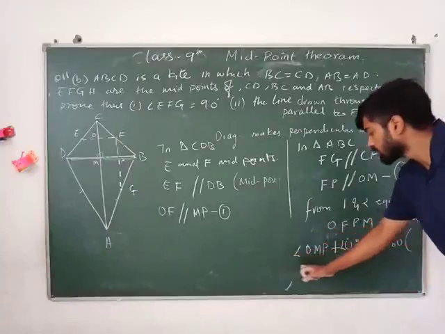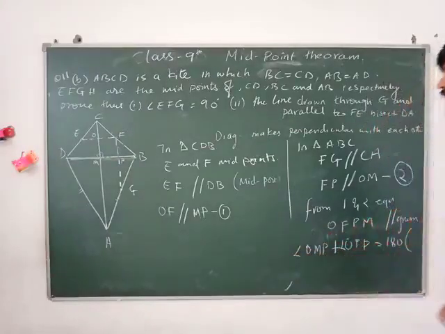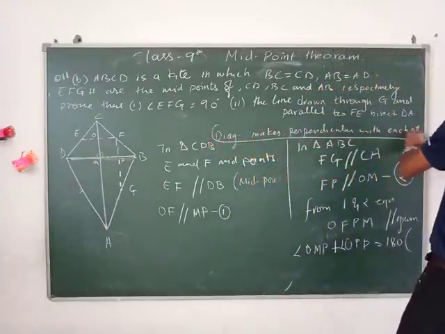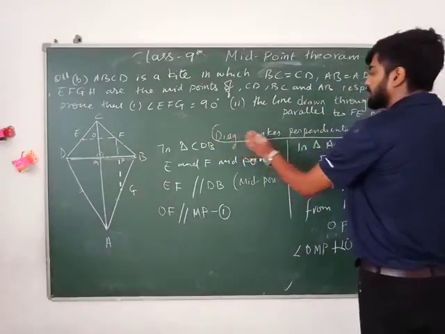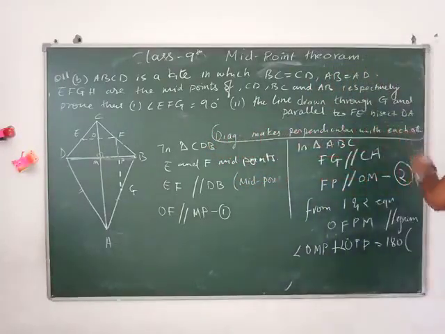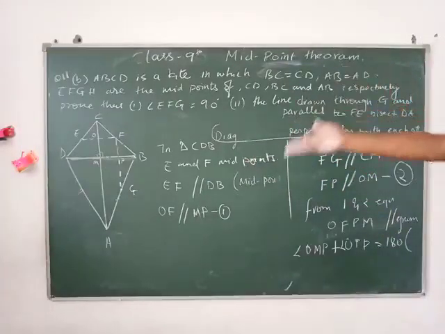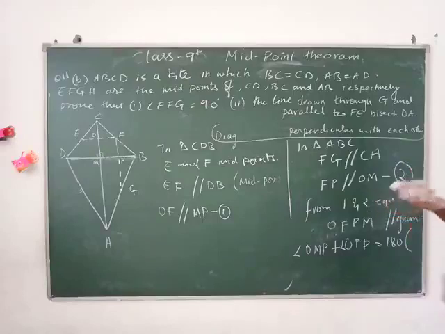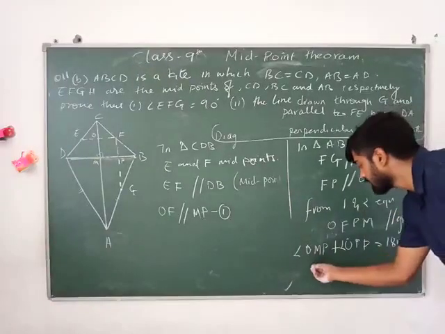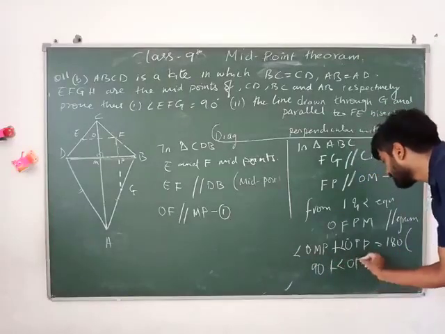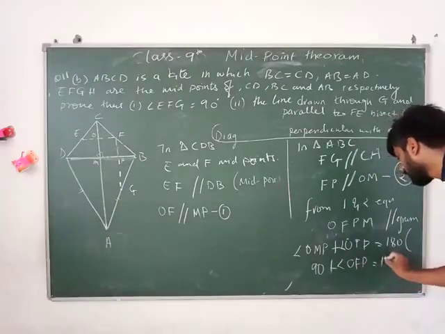I already know how much OMP is. Why? Because I wrote down a statement in the starting when I started this question. What was the statement? Diagonals are perpendicular to each other in a kite. The diagonals of a kite are perpendicular with each other. So I can say this is 90 degrees plus angle OFP equals 180 degrees.